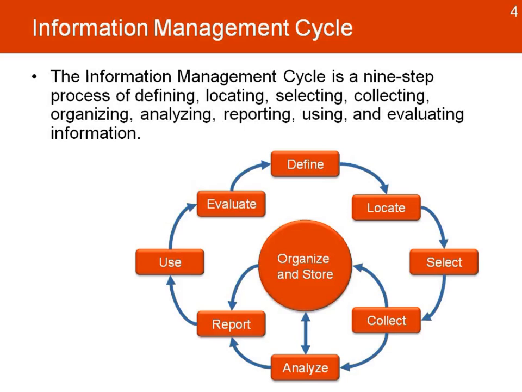The information management cycle is a 9-step process of defining, locating, selecting, collecting, organizing, analyzing, reporting, using, and evaluating information. It is a cycle that happens many times during the life of the project. It's not something that happens once, but in every cycle we find opportunities to improve it, to make changes, and to make it more efficient.